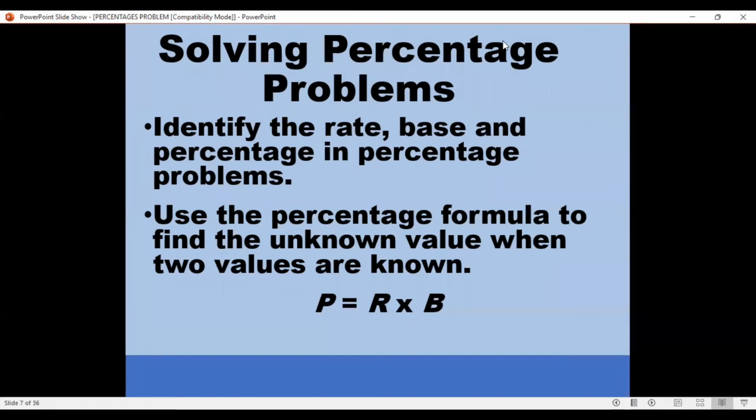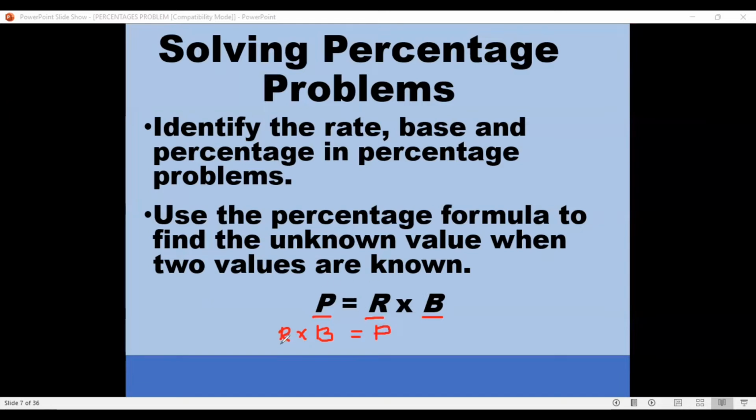In one of the videos I made, I already showed you how to find the percentage. That's simply multiplying the rate and the base. For now, suppose it's the base which is missing. What are we going to do? I will just interchange these two, so that the rate multiplied by the base is equivalent to the percentage. We did not do anything to the equation, we just interchanged their places.